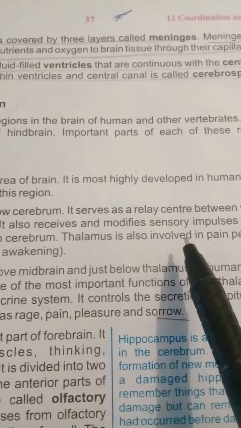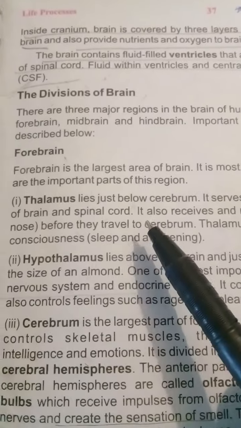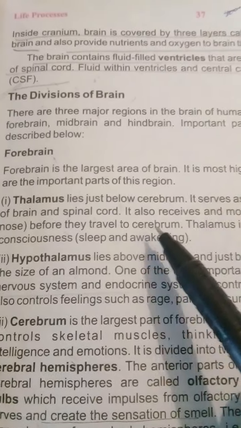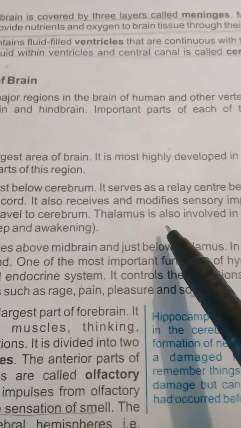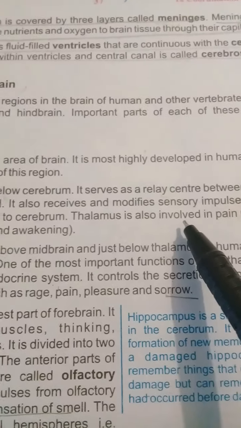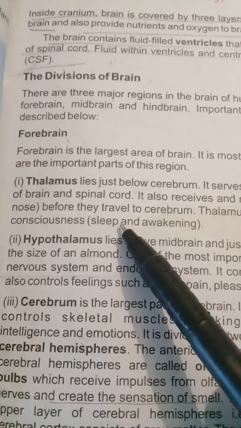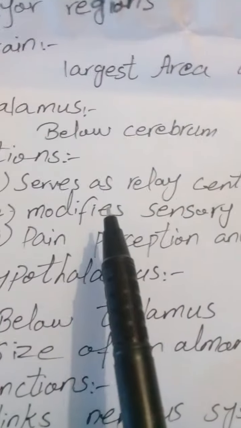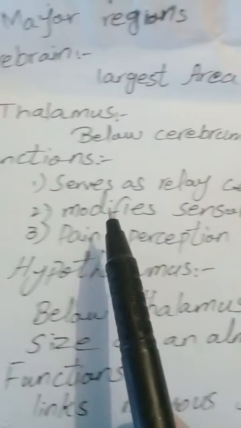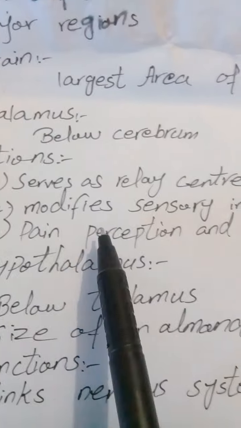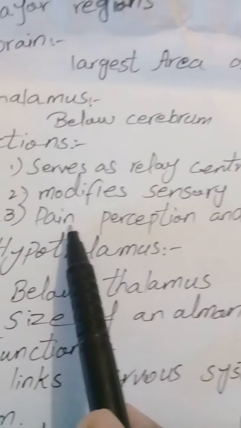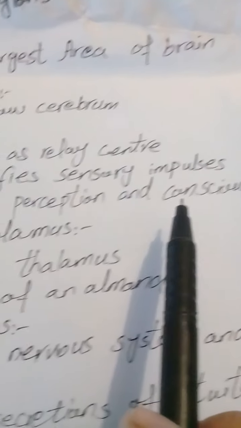और थैलमस ब्रेन का वो वाला पार्ट है जो एक रिले सेंटर के तौर पे भी एक्ट करता है. इट मीन्स ये स्पाइनल कॉर्ड और ब्रेन को कनेक्ट करता है और ये इंफॉर्मेशन को रिसीव करके उन्हें मॉडिफाई करता है. ये इसका सेकेंड फंक्शन है. इसका थर्ड फंक्शन है पेन, परसेप्शन और कॉन्शियसनेस. I have noted down the functions of thalamus in points. Serve as a relay center, modify sensory impulses or the information, pain perception and consciousness. These are the three main functions of thalamus.